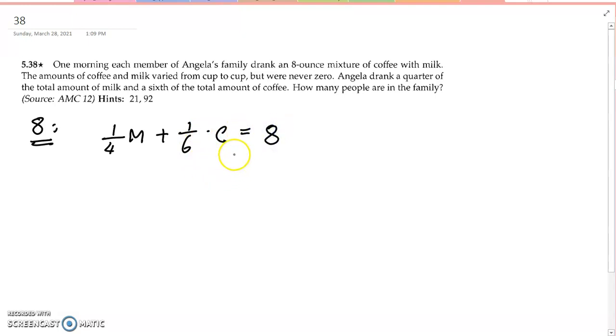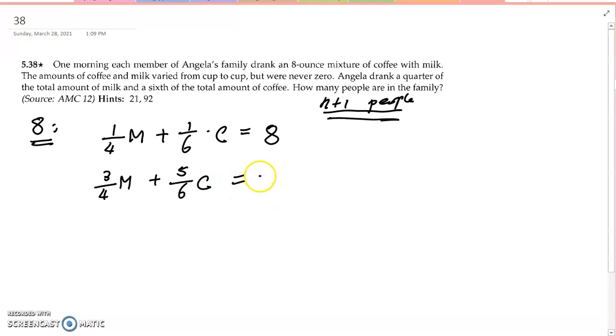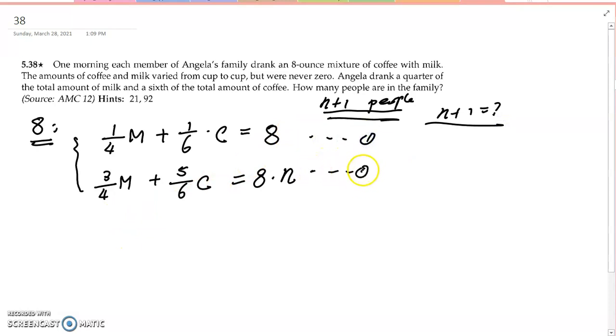Okay, now let's assume there are n people other than Angela, so there are n plus 1 people, right? So this means the rest of them drink 3/4 of the milk plus 5/6 of the coffee, which is equal to 8 times n. So the question is asking us what is n plus 1. Now let's solve these equations. This is the 1, this is the 2.